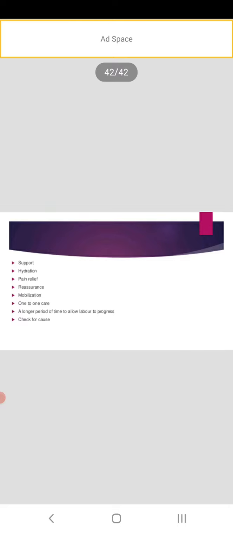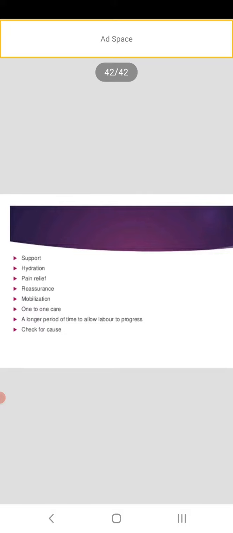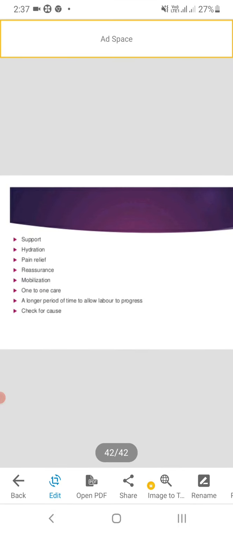Then correct malposition and support: hydration, maintain nutrition, reassurance, mobilization, one-to-one care, allow a long period of time for labor to progress, check the cause. Okay, thank you.